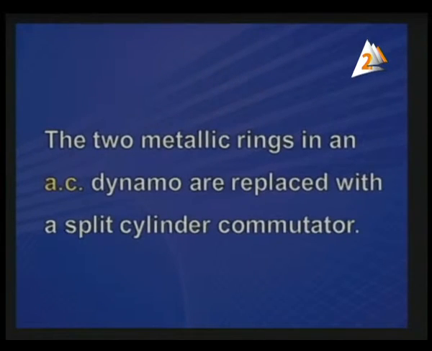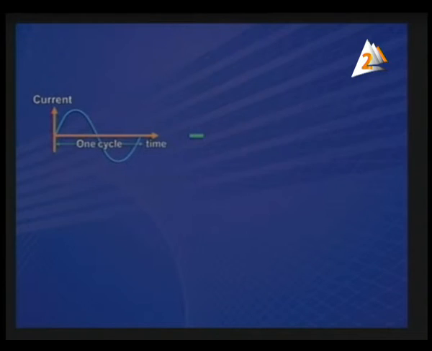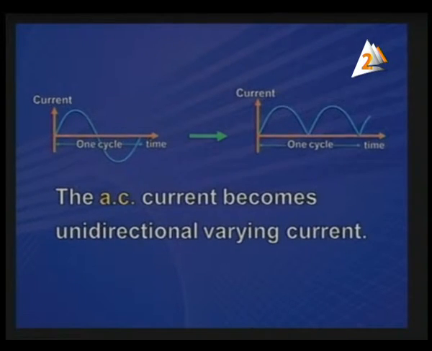What happens when the two metallic rings in an AC dynamo are replaced with a split cylinder commutator? The AC current becomes a unidirectional varying current. So the current will flow in just one direction, but it still changes from 0 to maximum and vice versa.